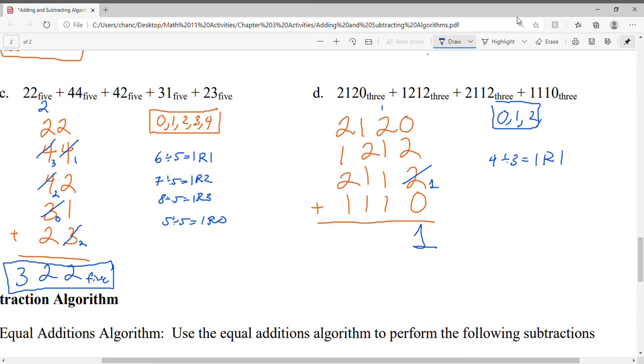1 plus 2 is 3. We need a scratch. 3 divided by 3 equals 1, remainder 0. And we'll put a 0 here for the ones place. 0 plus 1 is 1. 1 plus 1 is 2. 2 plus 1 is 3. We'll need another scratch. And 3, I know, has a remainder of 0, so we'll put a 0 here. Since we have 2 scratches, we'll have to carry a 2 over. And here we just need to remember to bring down the 0.